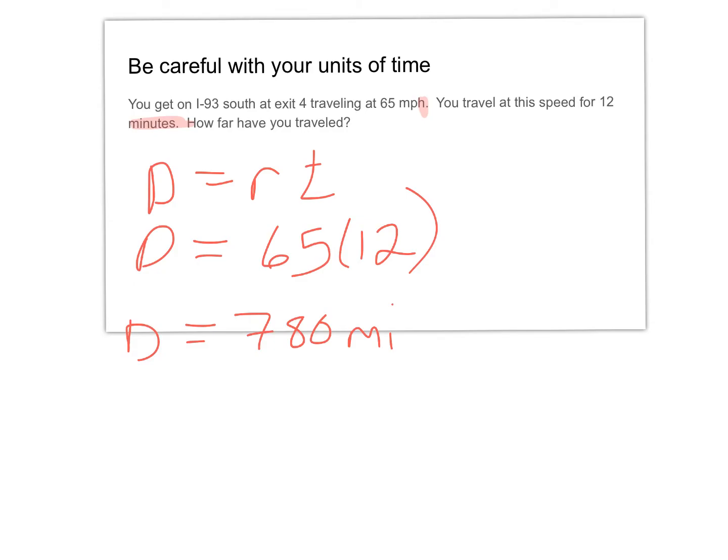That sounds good. But if you think about this logically, if you're traveling at 65 miles an hour, which is what you're supposed to travel on most highways in the United States of America, and you travel for 12 minutes, you've gone almost 800 miles. Does that make sense? The answer is no. And the reason you got such a skewed answer is because your units of time are messed up. We're traveling in hours, and we have minutes of time given.